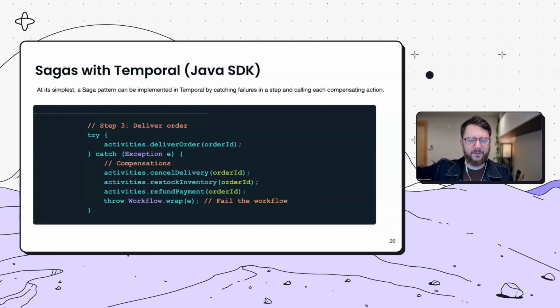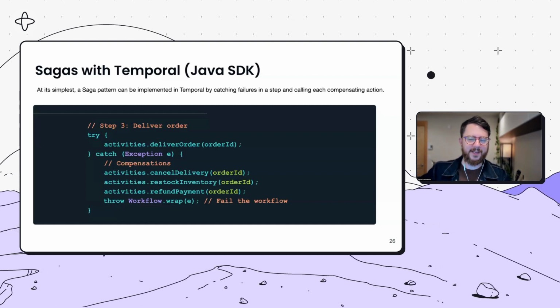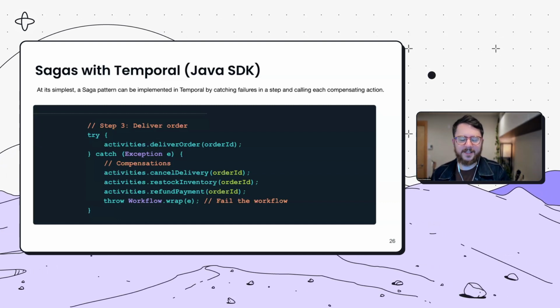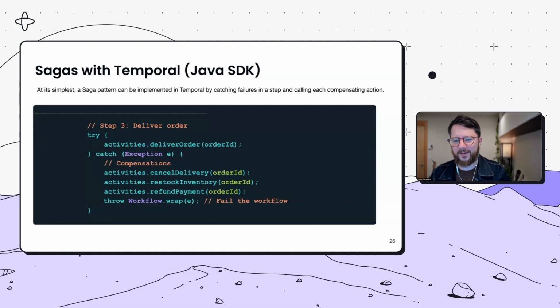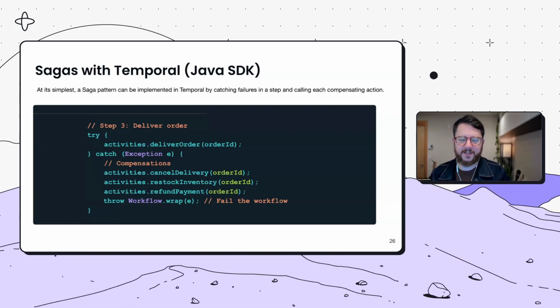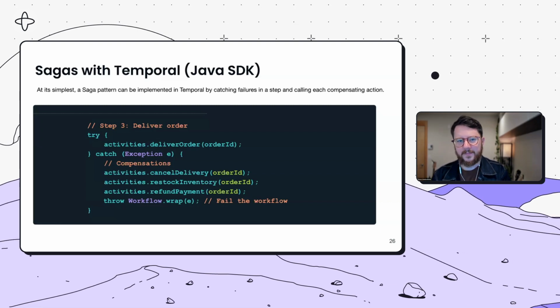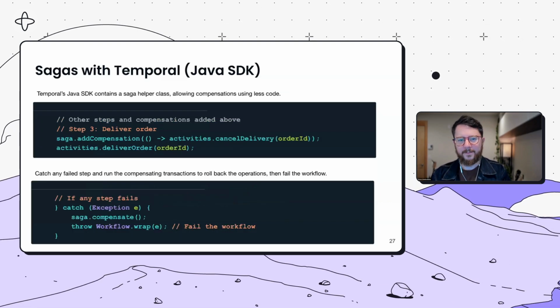If the order delivery was temporarily down, the retry policy would kick in. But this is the case where something catastrophically went wrong with the order delivery. There was a bug, there was an invalid response that came back, and the workflow just doesn't know how to recover. We're just going to roll back these steps. So that's the simplest case.